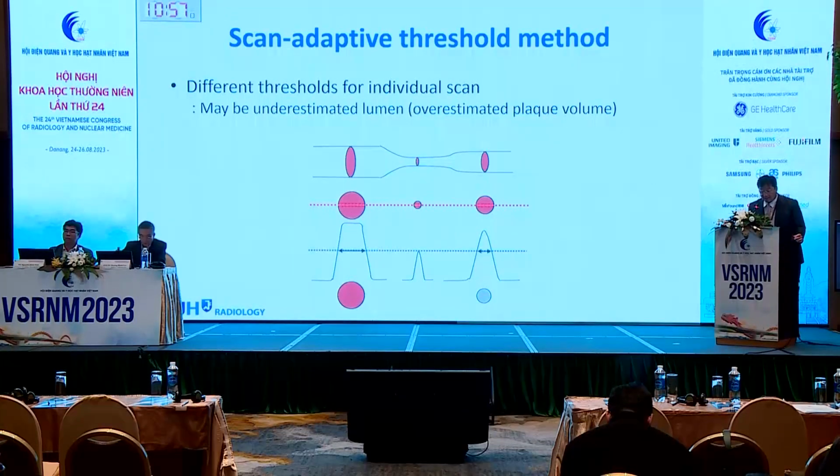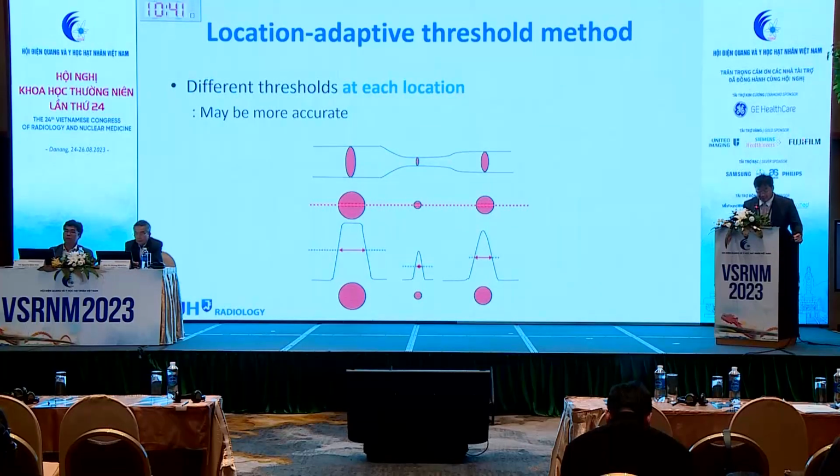Let's remember the scan adaptive threshold method. We applied a single cutoff value from the full width at half maximum threshold. The small vessel will be overestimated. Rather than this, there is the location adaptive threshold method. Each vessel has a different central attenuation, so we have to apply a different threshold for measuring a small vessel. That's the location adaptive threshold method. So for coronary artery segmentation, the threshold should be changed slice by slice along the coronary artery.